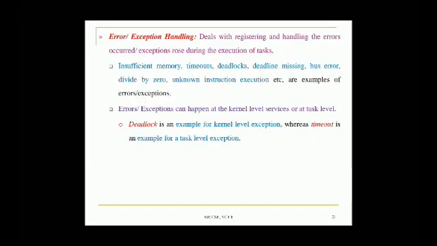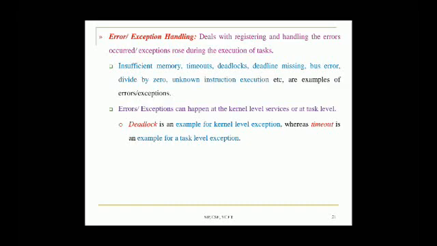The next functionality is error or exception handling. Basically, this functionality deals with registering and handling the errors or exceptions raised during the execution of the task. It can be kernel level exceptions or errors, or task level exceptions or errors. Anything could be a possibility. Examples of such exceptions can be insufficient memory, timeout, deadlocks, deadline missing, bus error, divide by zero, and unknown instruction execution.